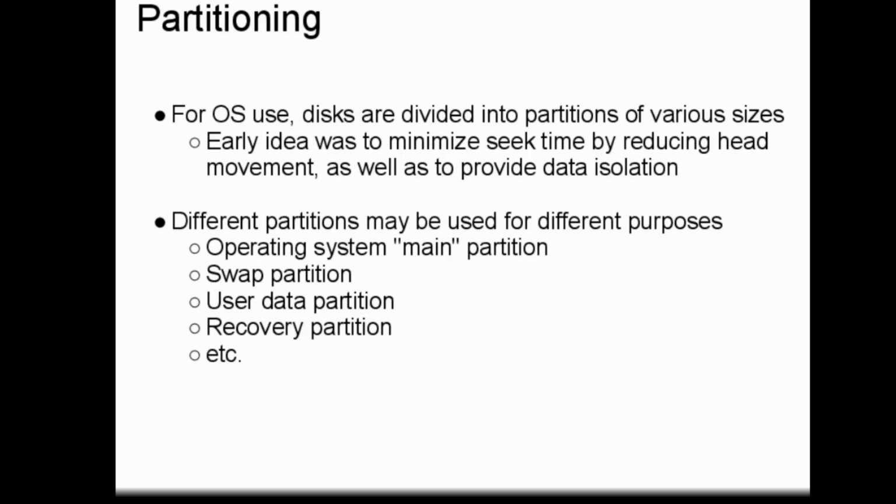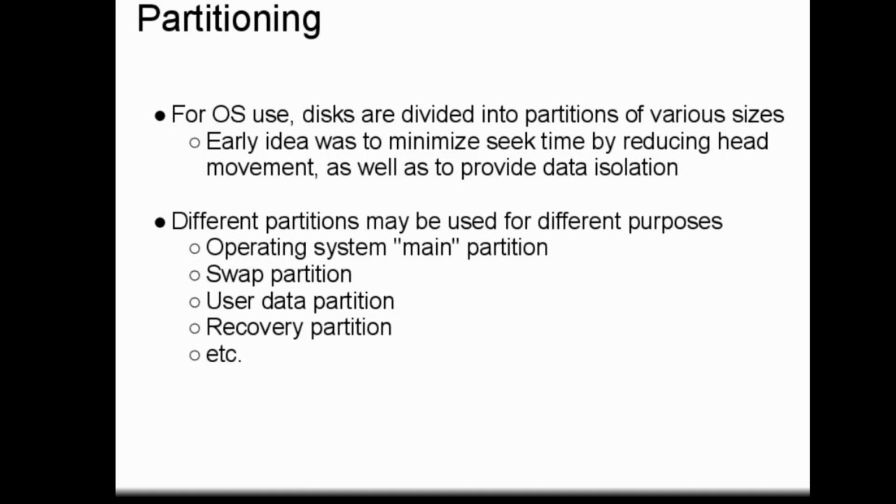Now, regardless of the size of the disk, it is convenient to partition the disk into multiple sections so that we can isolate data from each other. We can isolate the main partition of the operating system from a partition we would use for swapping out pages of virtual memory, for example, and we can isolate that from user data. Also, with early hard drives, it was convenient to isolate partitions so as to minimize seek time by making it such that the head didn't have to move as far in order to access data.